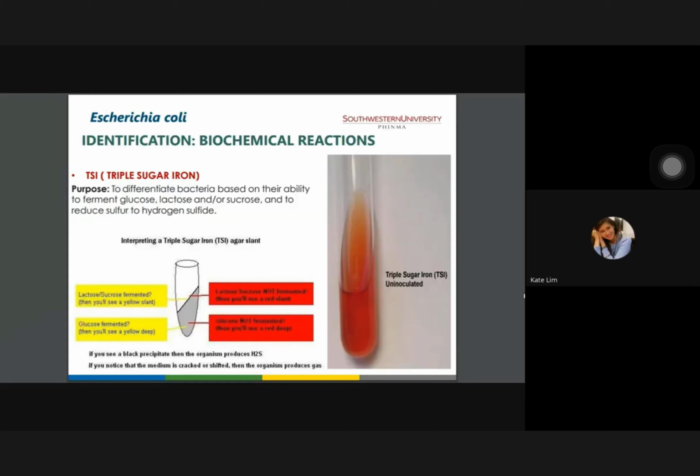Okay? So again, remember what is observed in the slant and what is observed in the butt. What is observed in the slant is the lactose and sucrose. What is observed in the butt is the glucose. If the slant becomes yellow, that would tell you that lactose and or sucrose are fermented. If there's a change of color in the butt, that would tell you that glucose is fermented.